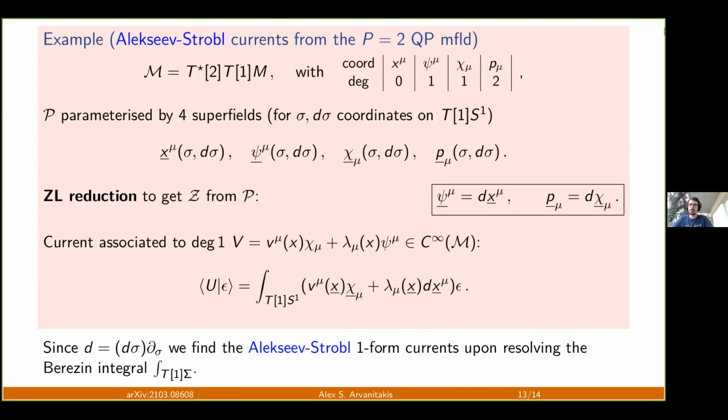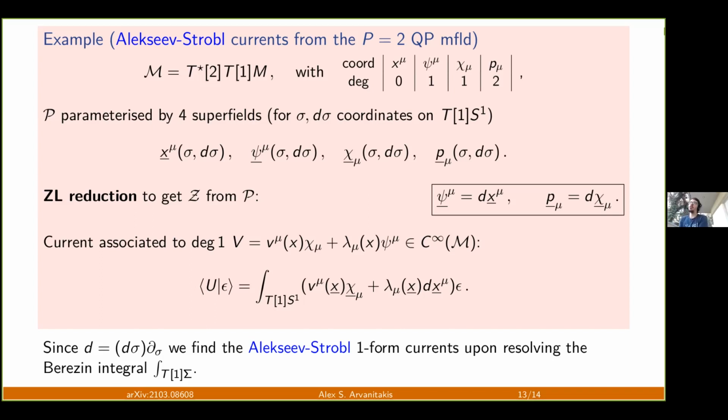I see. So your philosophy was that physicists have written down some Poisson algebras for various brane phase spaces, and you wanted to motivate this in terms of QP geometry. And the zero locus reduction is the ingredient that produced the Poisson algebras that you wanted.